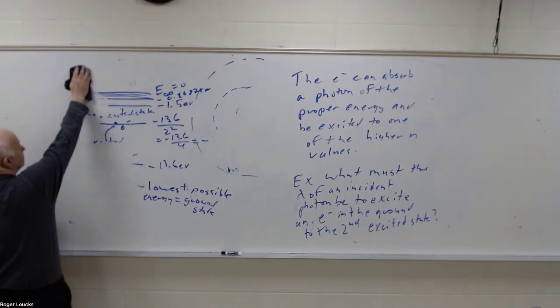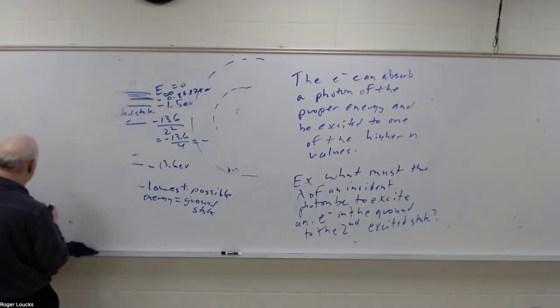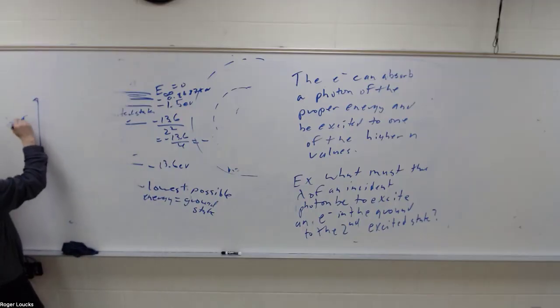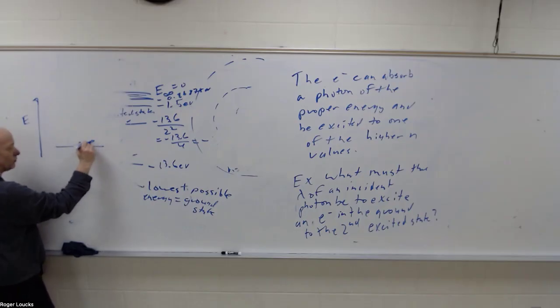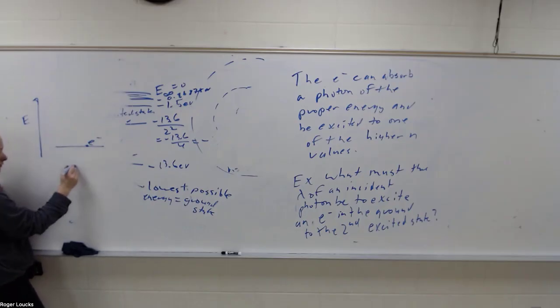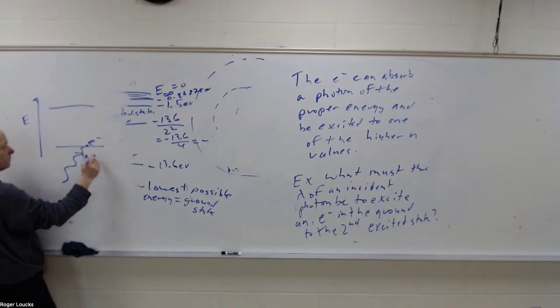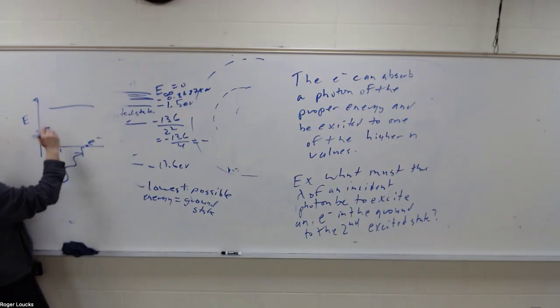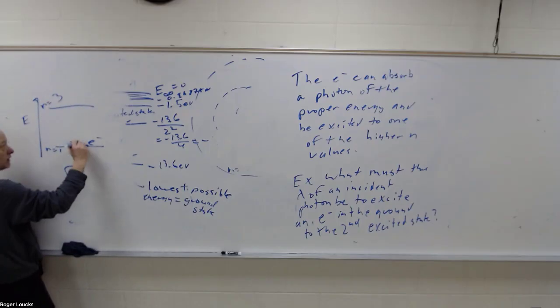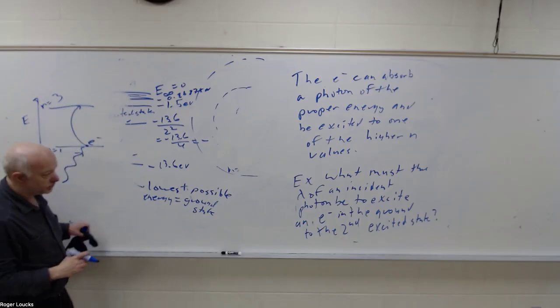You need these values. So let's draw the picture of what we have happening. Your energy is this way. Here's our little electron. The little photon that's coming in here. This is n equals 1. The second excited state is n equals 3. And we're getting it kicked up to here.